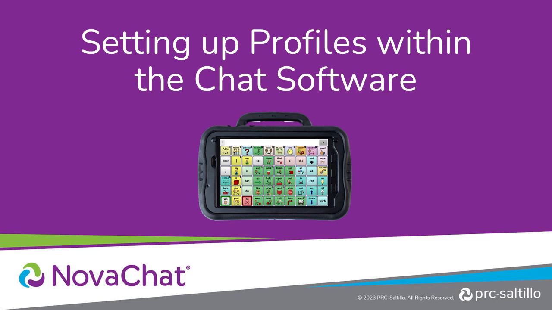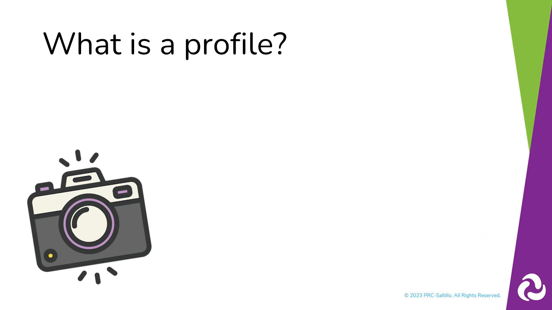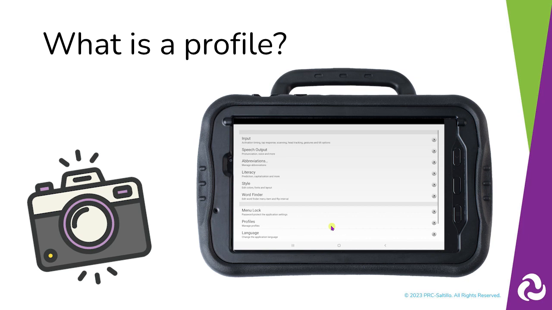You can set up profiles within the chat software on a NovaChat to easily switch between two files and/or settings at the touch of a button. A profile provides a snapshot of the current settings and vocabulary on the system, allowing them to be saved and easily accessed at a later time.